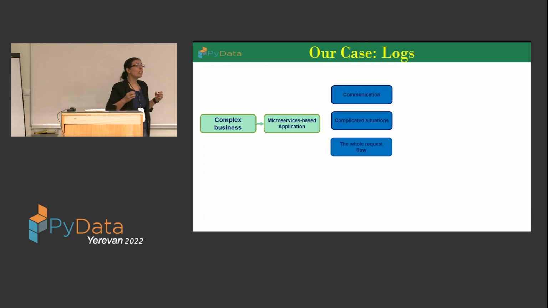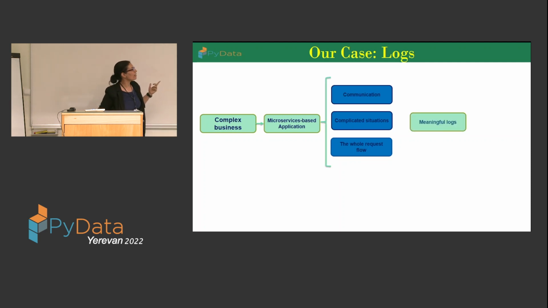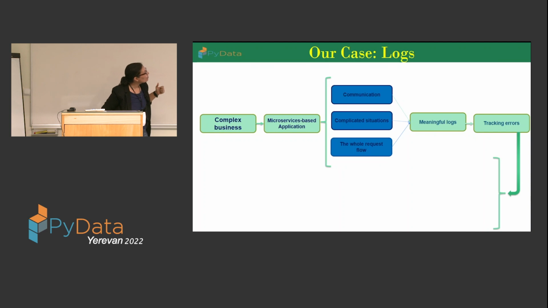Also, when you want to find the error, find the bug, find the failure, you have to survey the whole request flow. So for these reasons and more reasons that I didn't mention here, you have to have meaningful logs. These logs help you to track errors. Okay, how do you track errors?